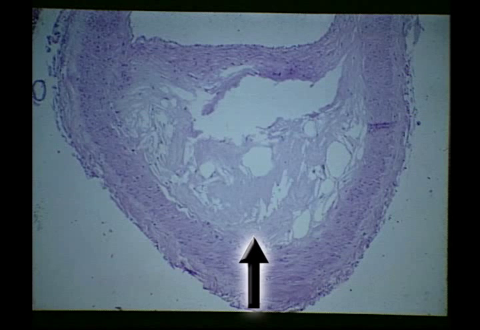In the top of the field here, as denoted by the arrow, you see a normal 3-layer muscular artery. And in the bottom part here, you see that that artery is markedly expanded with all of this crystalline debris. That's cholesterol, which is deposited within the blood vessel wall, referred to as atherosclerosis.